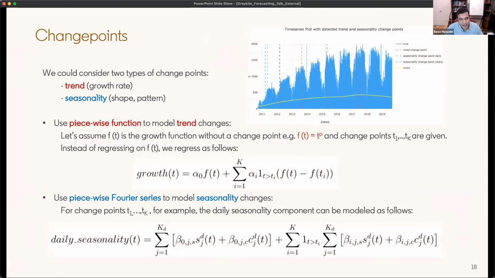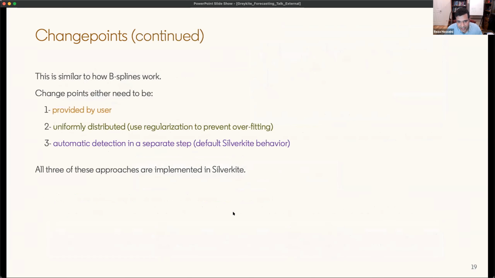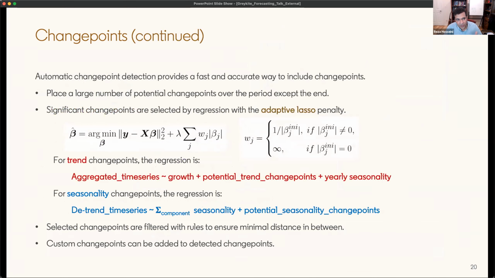But this form is if you knew those change points. Of course, we need to discover those change points. And for that, we have an automatic method which uses adaptive lasso, and the equation is here. But basically, we use regularization to figure out the best places to put the change points.